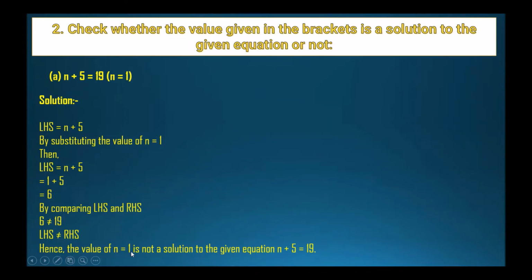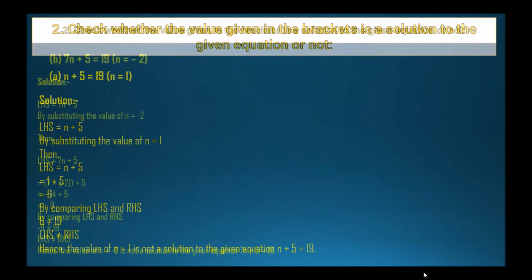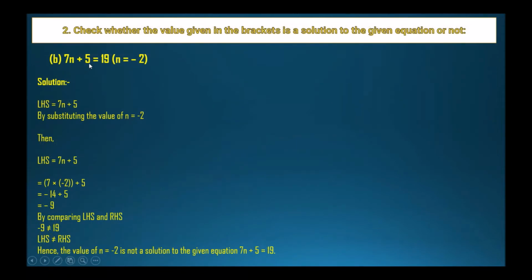Second, 7n plus 5 equals 19. Here n value is given minus 2. We will put this value of n, that is minus 2. So 7 into minus 2 plus 5, that is minus 14 plus 5, that is minus 9. LHS is minus 9 and RHS is 19. This is also not same. So the value of n, that is minus 2, is not a solution to the equation 7n plus 5 equals 19.